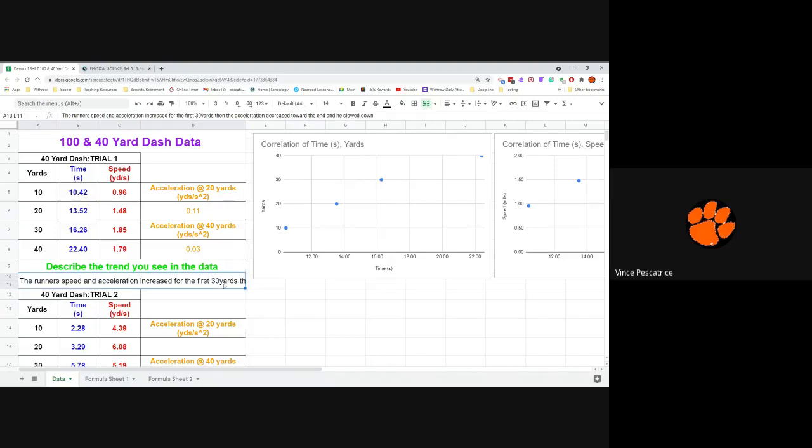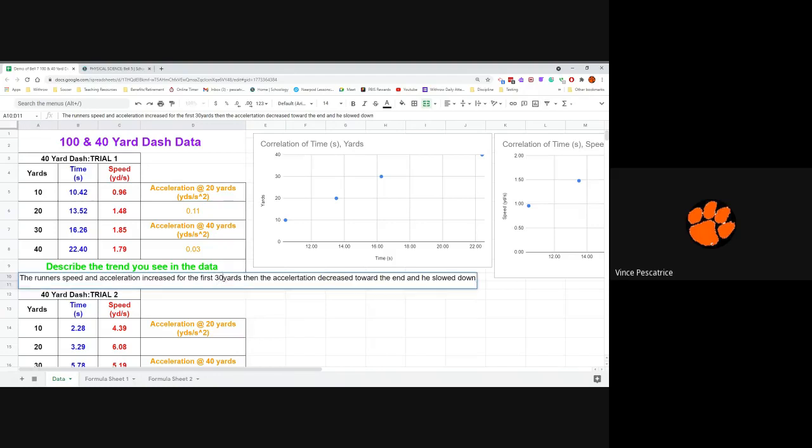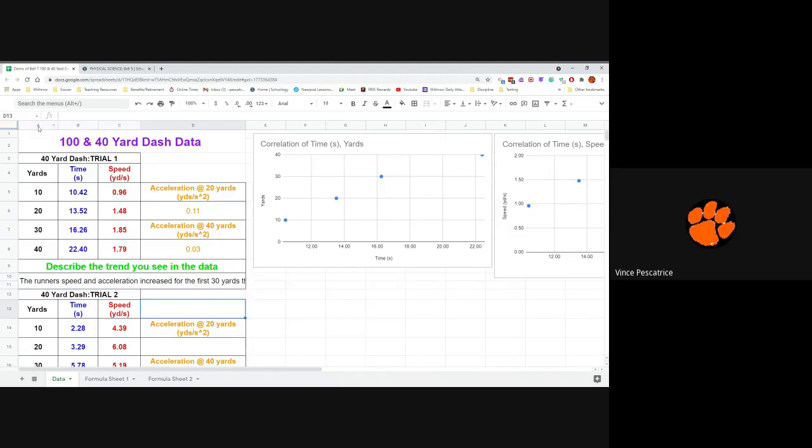Now, the reason it doesn't show up all the way in here is because I have some stuff in the way. But when I can click on it, I can see what you wrote. So this is what I'm going to be looking at. This again is an important part of this assignment. The runner's speed and acceleration increased for the first 30 yards, then the acceleration decreased towards the end and he slowed down. This is what I'm looking for when I ask you to describe your data. Please do this. This is part of the assignment.